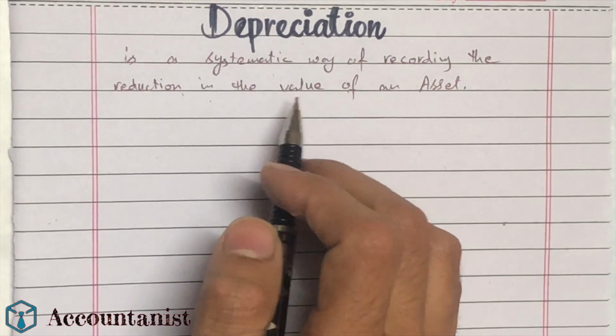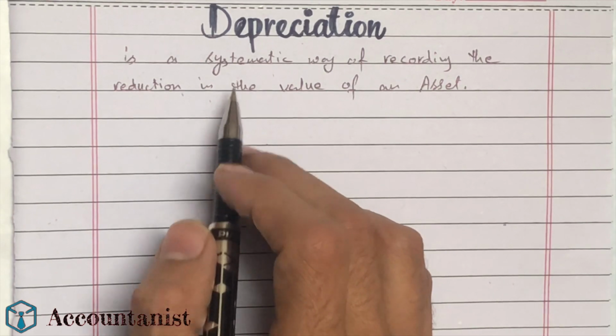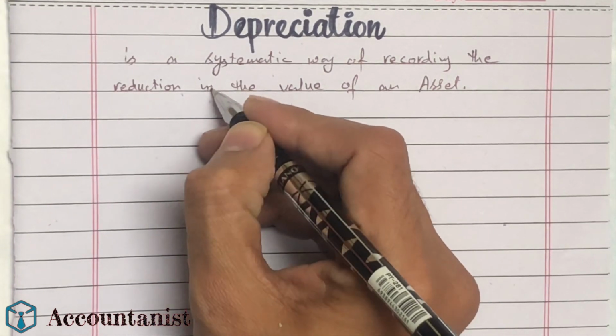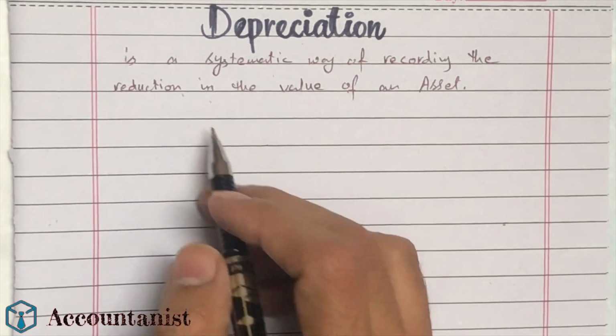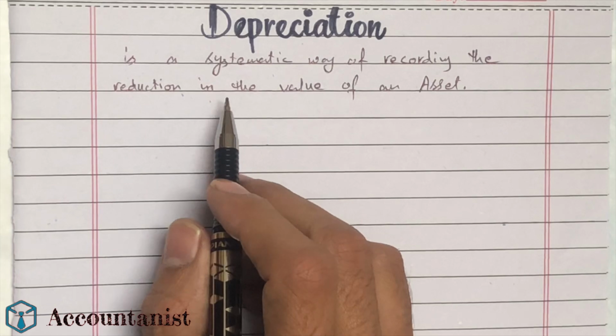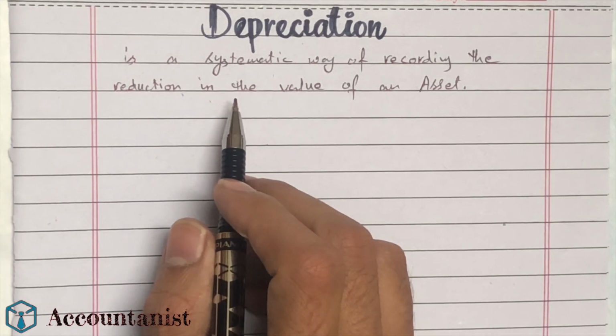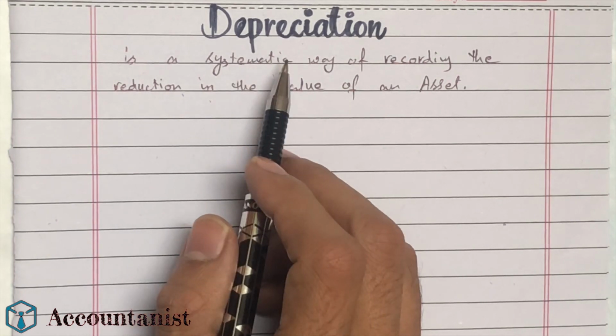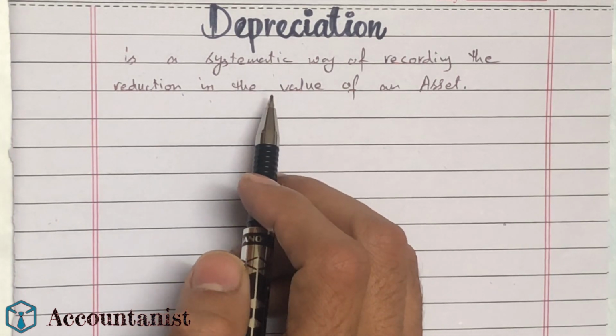The value reduction can be done with the passage of time, with the usage, or by any other wear and tear, technological advancements. So any sort of reason can create a reduction in the value of an asset. So depreciation is the way to record that.